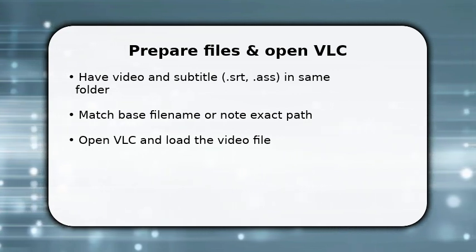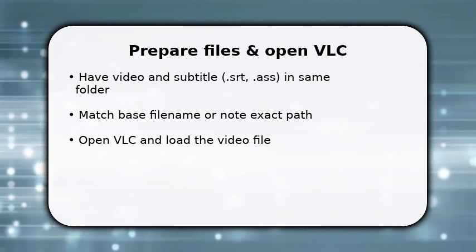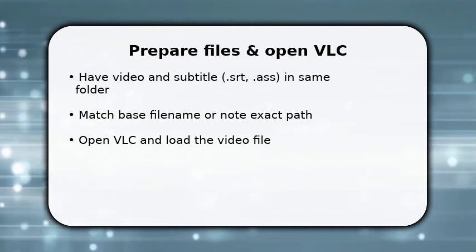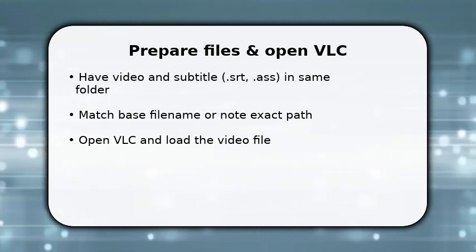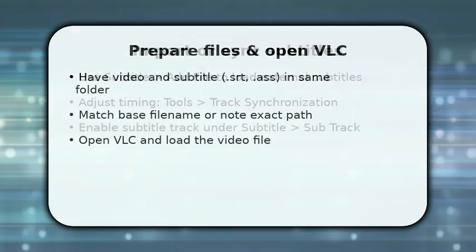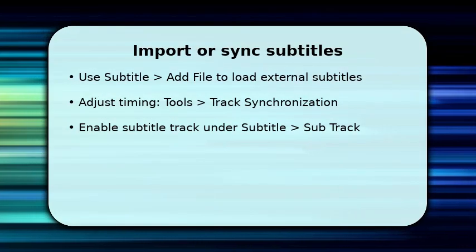Next, go to the Subtitle menu. This is where you begin assigning or importing the track. Make sure to keep the video paused while you add subtitles to avoid timing confusion. Once you choose Subtitle, Add File, pick the SRT or ASS file and VLC will attach it to the playing video.